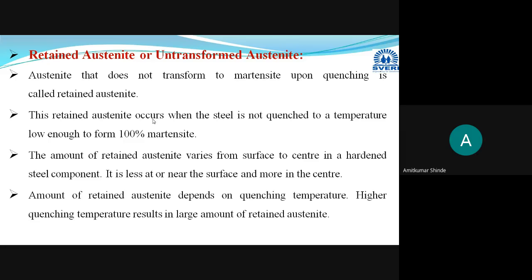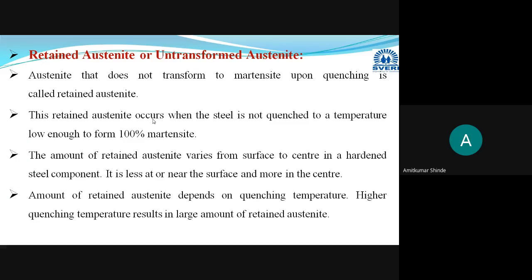Then related to its distribution, the amount of retained austenite will be very much less at the surface or near the surface, and it will be in very large quantity near the center or at the center, because the surface will get cooled initially and the center will get cooled in the later half of the cooling process or quenching process.